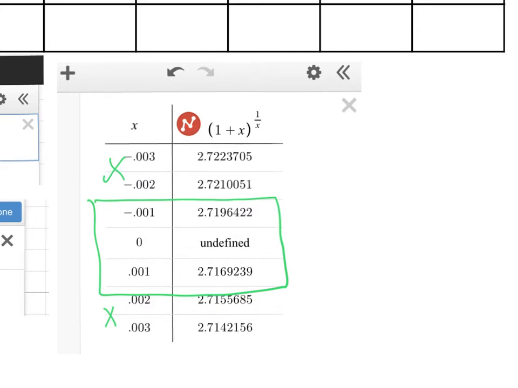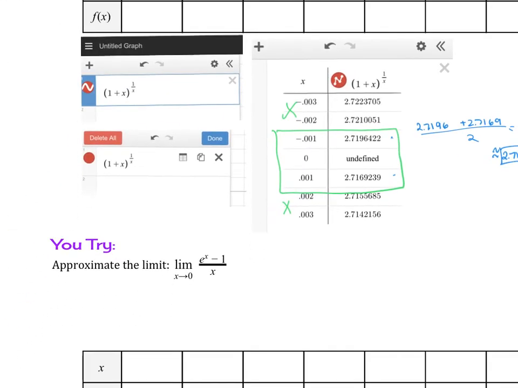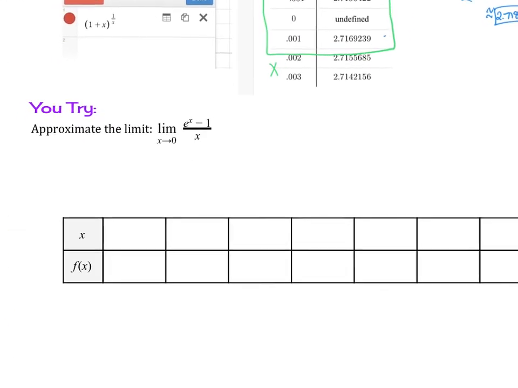So we're looking at these two numbers, 2.7196 plus 2.7169, and then dividing that by 2. And what you'll find is that the answer is approximately 2.71825. So sometimes we have to use this method in order to find the limit. So go ahead and try this example here.